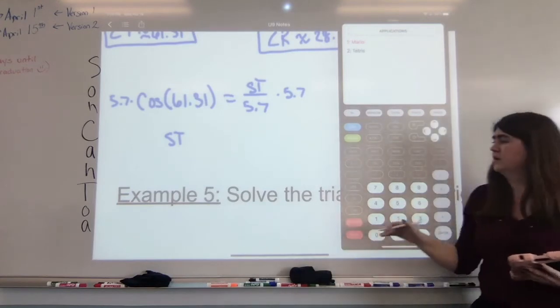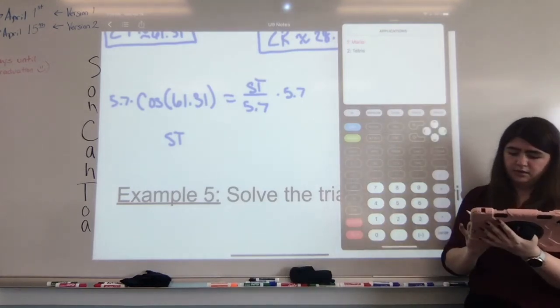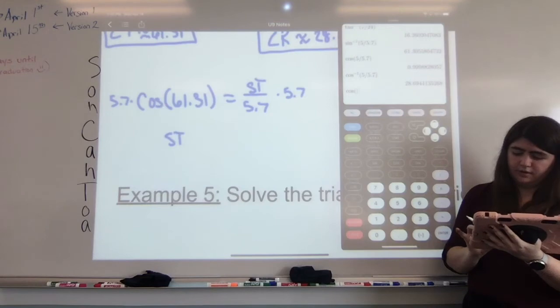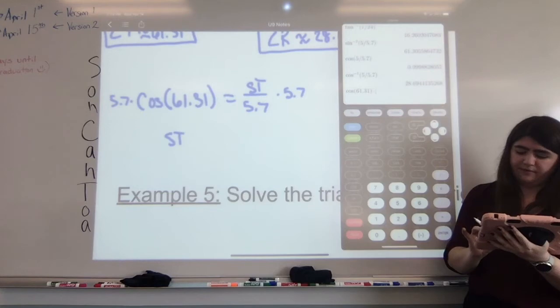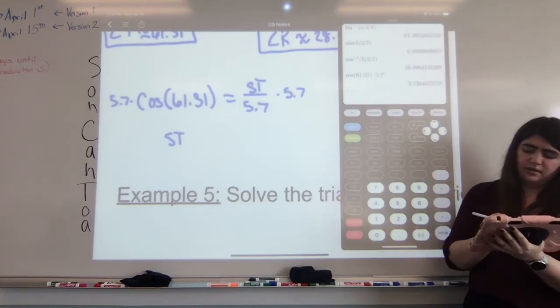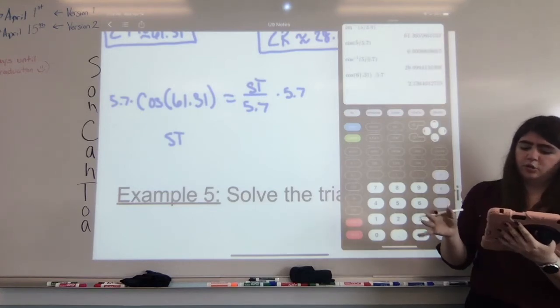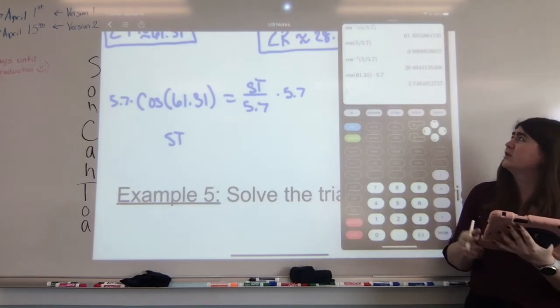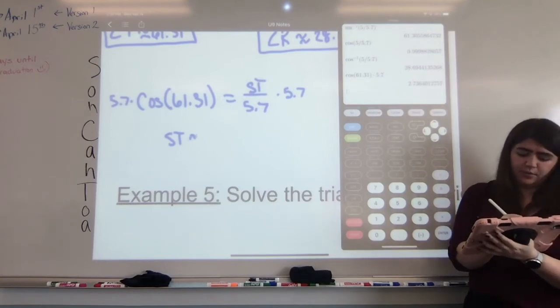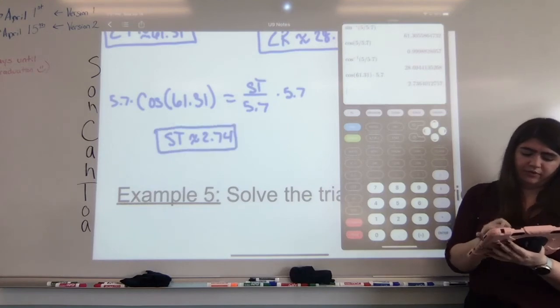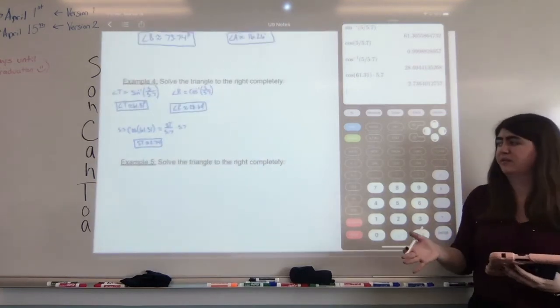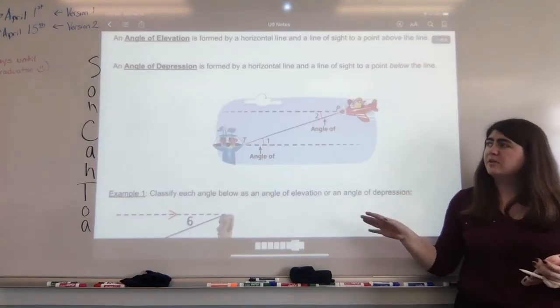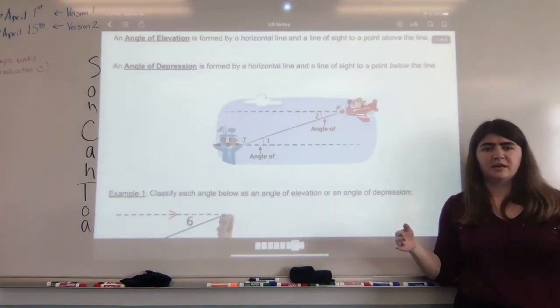I'm going to type this, 5.7 times the cosine of 61.31, right in my calculator. So I have the cosine of 61.31, close the parentheses, times 5.7 is giving me ST is 2.736. So we're going to say that that is 2.74. So ST is approximately 2.74. We don't have a unit for that, so I'm just leaving it, but you would write units if you needed to label it.